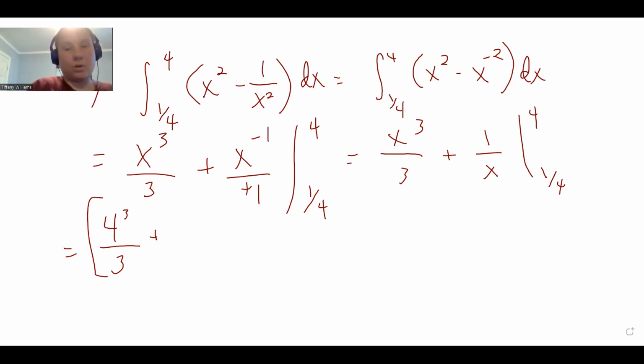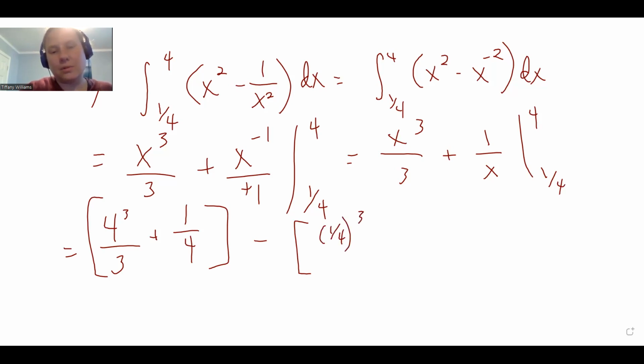So I could do plus 1 over 4. And then I'm going to subtract from that. Let's plug a 4th in. So we're going to have a 4th cubed over 3 plus 1 over 1/4, whatever that ends up being.